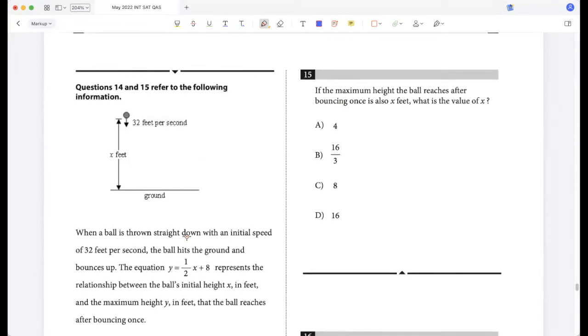If the maximum height the ball reaches after bouncing once is also x feet, what is the value of x? So x is half x plus 8. So half x is 8. So x is 16.